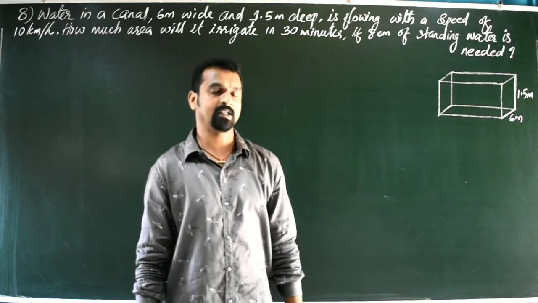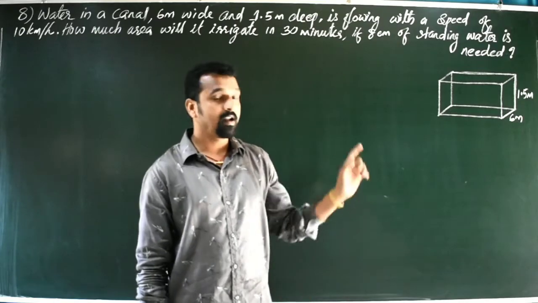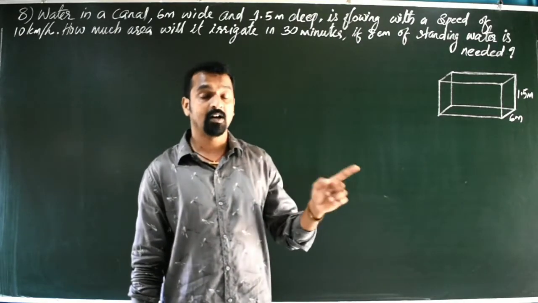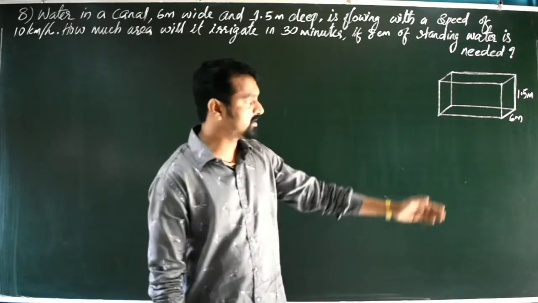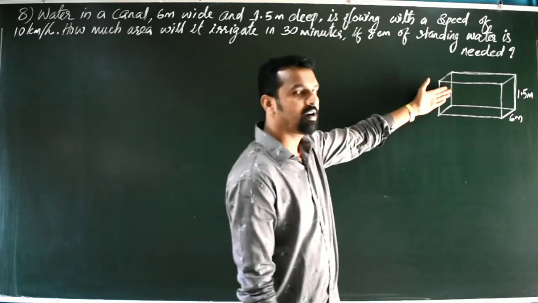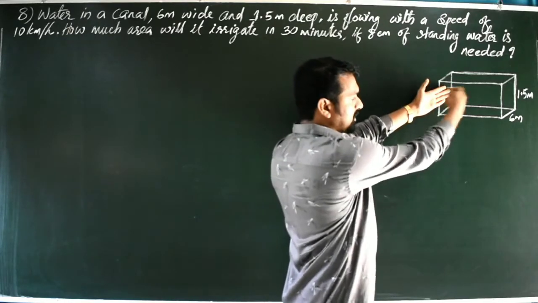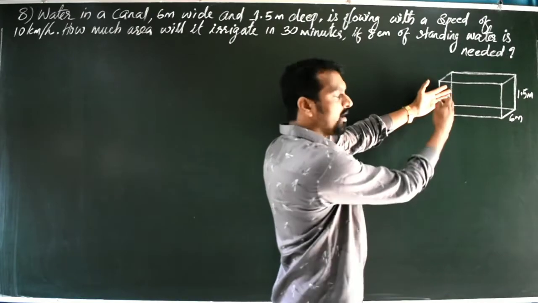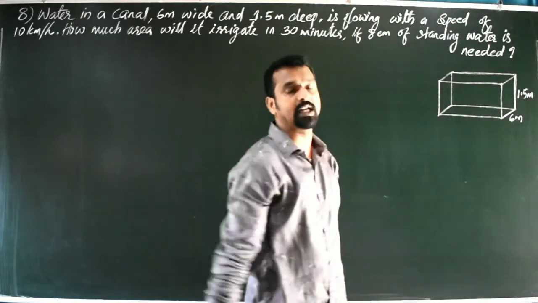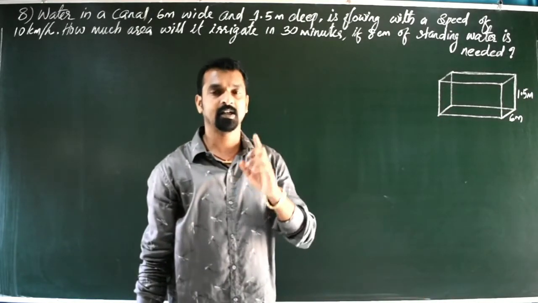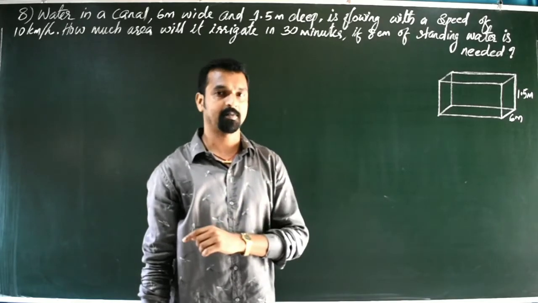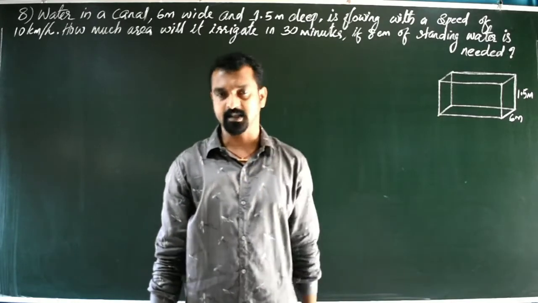Then what does 10 km per hour mean? Water will flow 10 km in 1 hour. Just suppose we stop here, and after that we allow the water to flow through that canal. After 1 hour it will reach 10 km. That is the meaning: its speed is 10 km per hour.